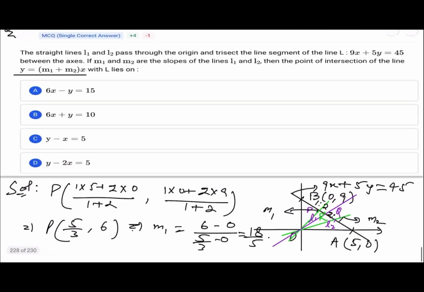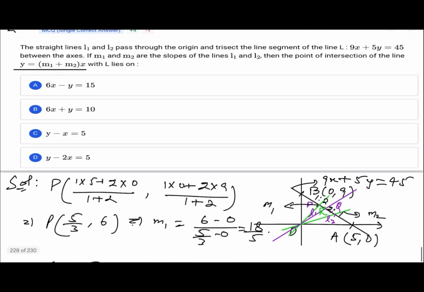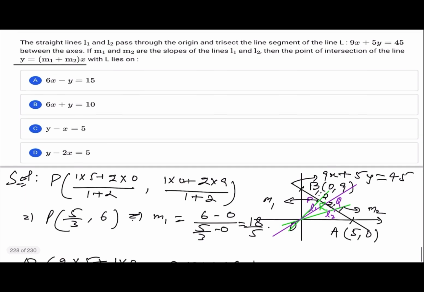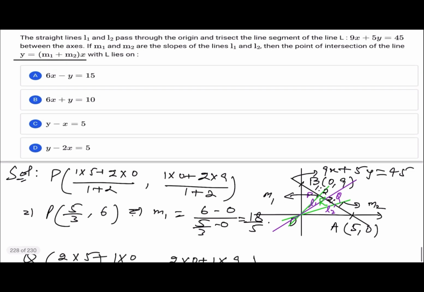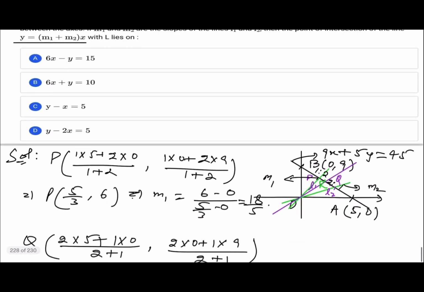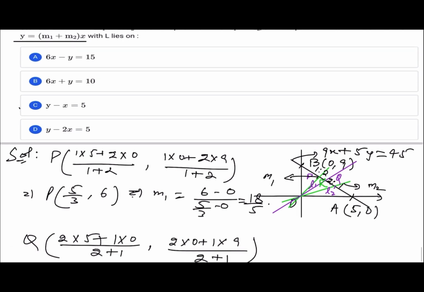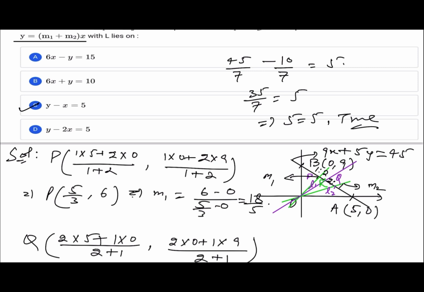Now I will use hit and trial for the answer. By observing, y minus x is equal to 5 is the correct choice, as you put 45 by 7 minus 10 by 7. So 45 minus 10, that is 35 by 7, is equal to 5, means 5 is equal to 5, which is true. So option C is the correct one.